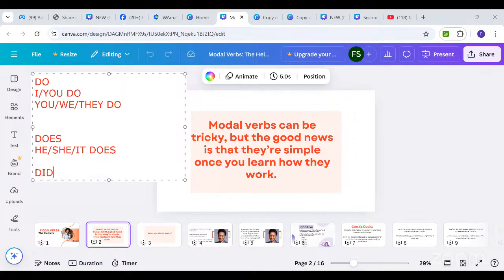Did is past tense. Both does and do are present simple, the present form. Why did? It is the past form for both.